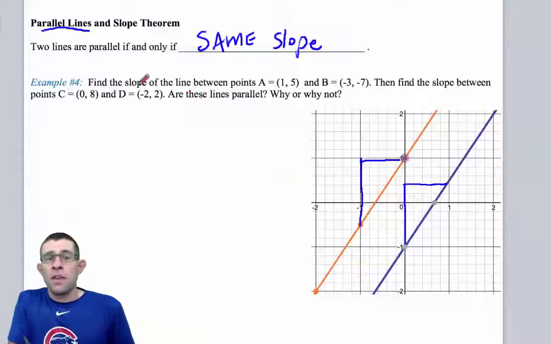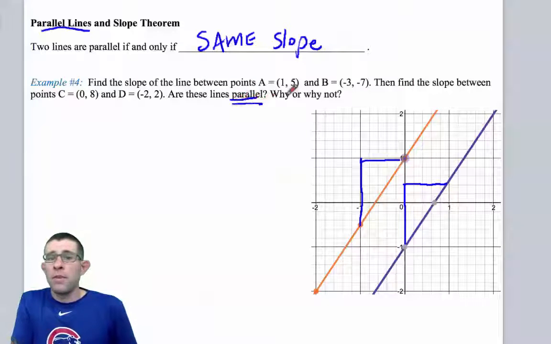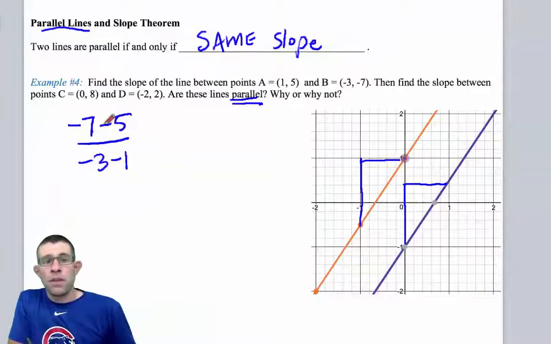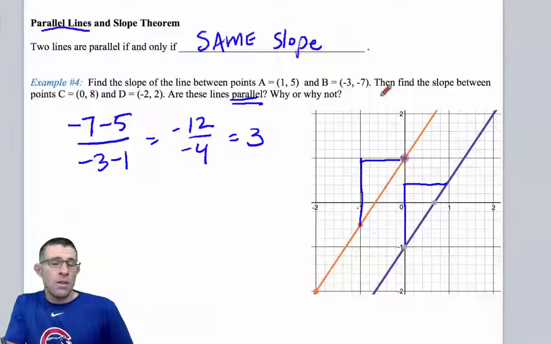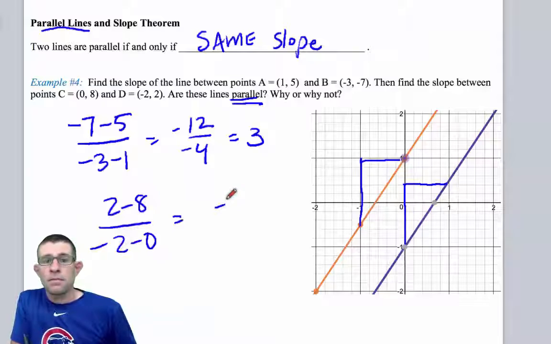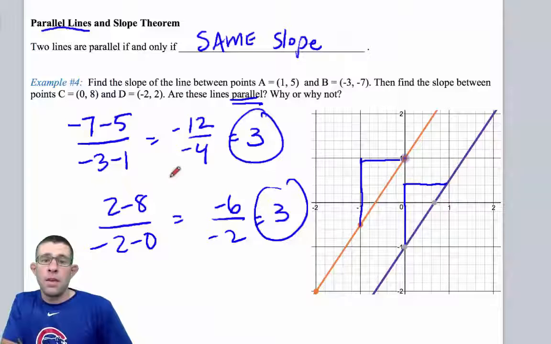All right, here's a final example. We want to find the slope of the line between points A and B, and find the slope of the line between points C and D, and tell if these lines are parallel. So we'll use our slope formula to calculate the slope of AB. We get negative 7 minus 5 is negative 12 over negative 4. That simplifies to 3. The slope of line AB is 3. Let's calculate the slope of line CD. Since they both come out to equal 3, we know that they have the same slope, and therefore they must be parallel lines.